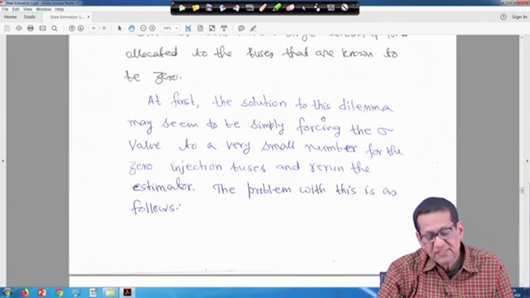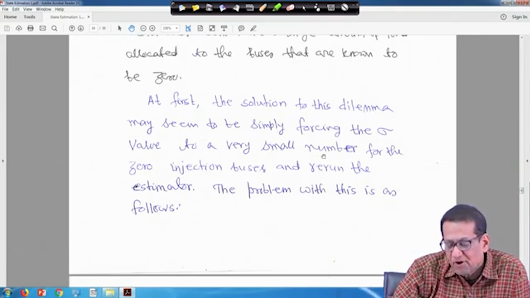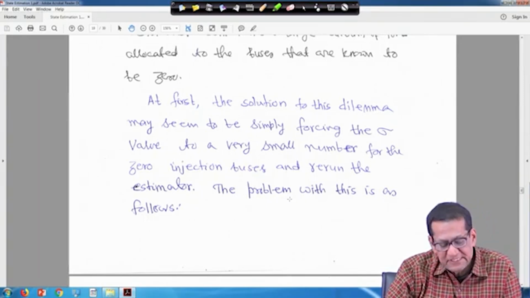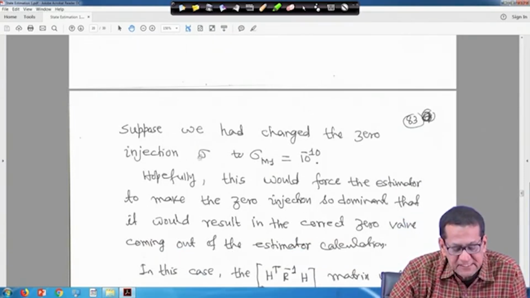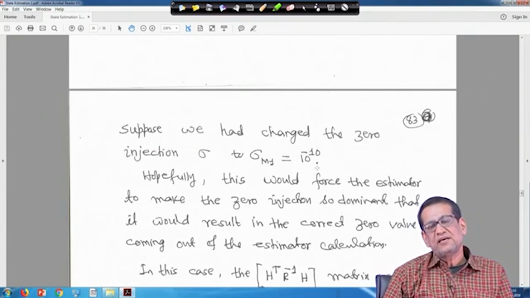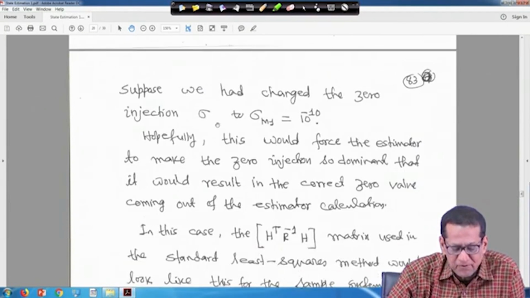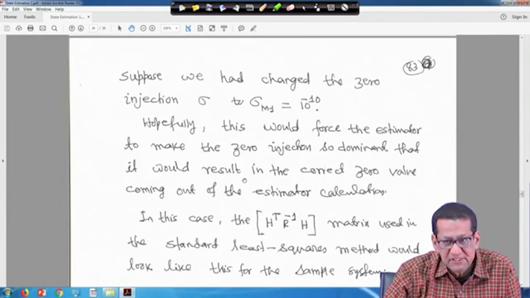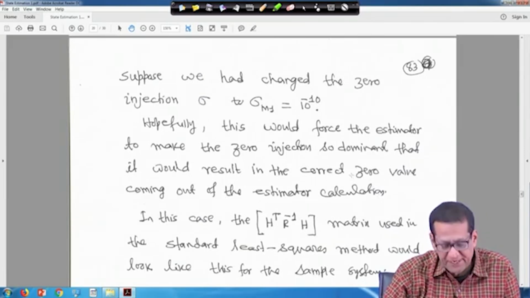At first, the solution to this dilemma may seem to be simply forcing the sigma value to a very small number for the zero injection buses and rerunning the estimator. The problem with this is as follows. Suppose we changed the zero injection sigma, that is sigma m1, to 10 to the power minus 10. That means the meter is very accurate; 10 to the power minus 10 sigma means almost zero error. Hopefully this would force the estimator to make the zero injection so dominant that the correct zero value comes out of the estimator calculation.